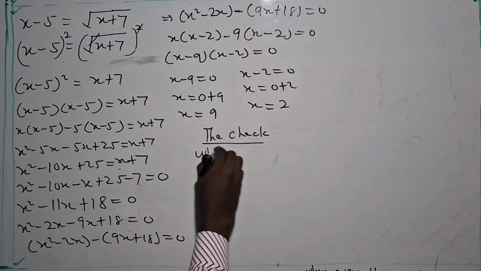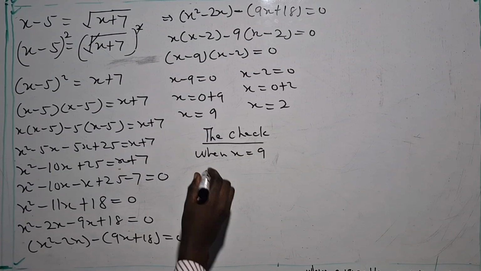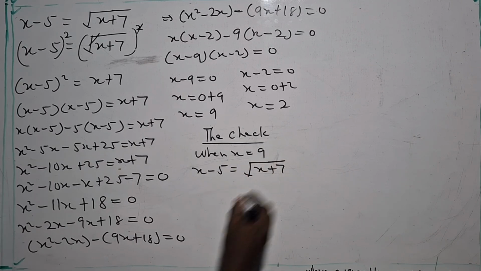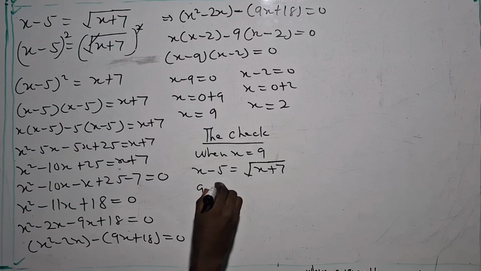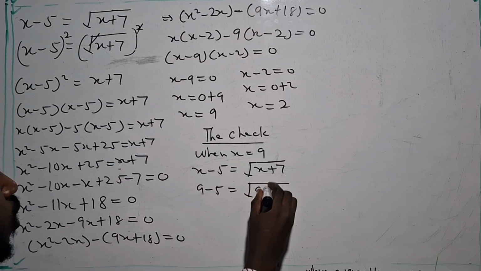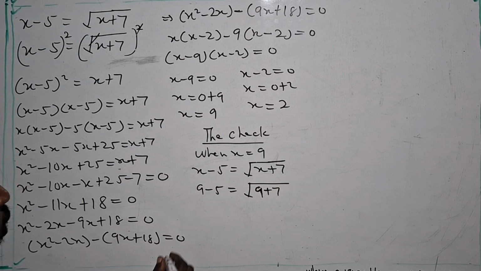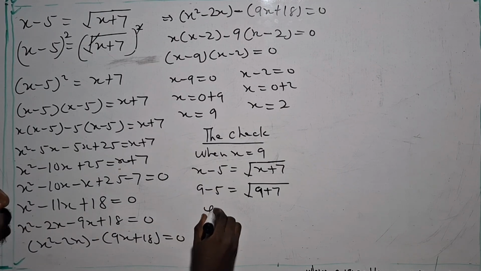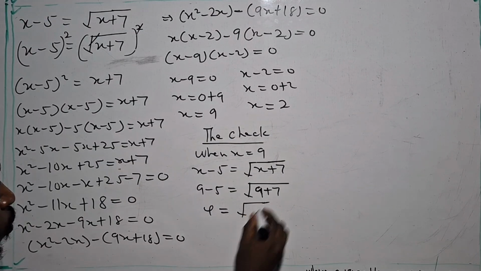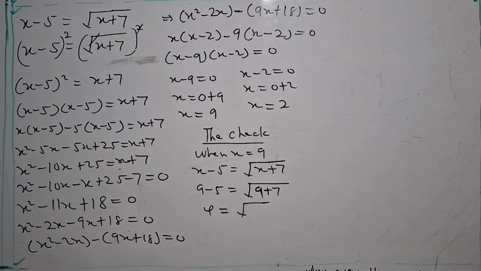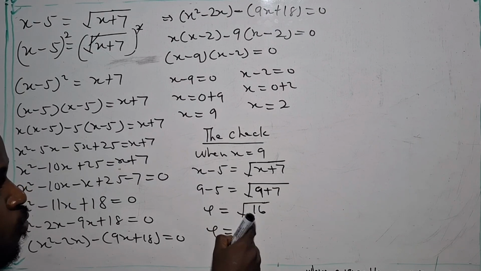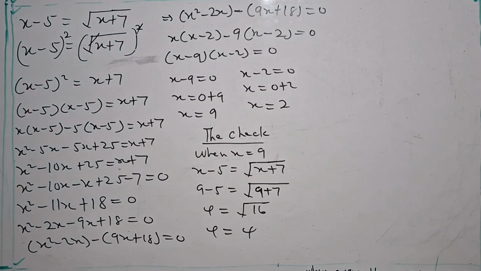So the check, when x is equal to 9, the equation is x minus 5 is equal to the square root of x plus 7. So here 9 minus 5 is equal to the square root of 9 plus 7. 9 minus 5 will give me 4. Then the square root of 9 plus 7 will give me the square root of 16. So 4 is equal to the square root of 16, which is also 4. So 9 satisfies the equation.